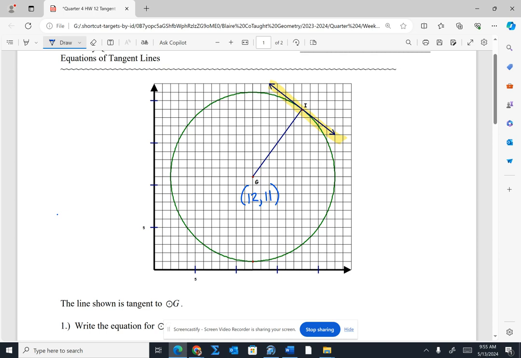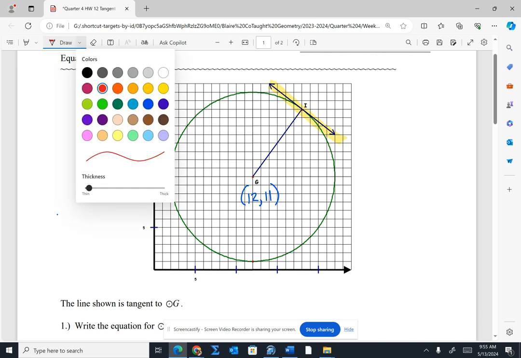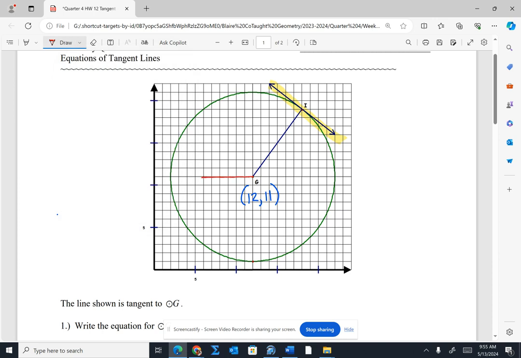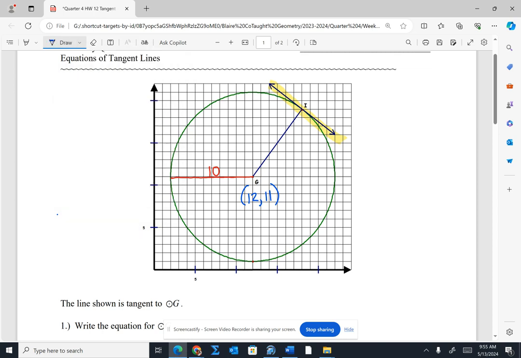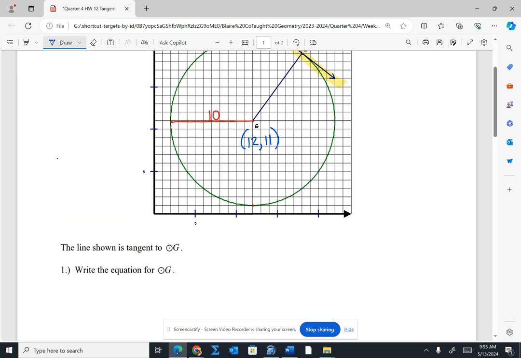For the radius, I realized that I didn't really want to find the length of the diagonal line, GI. So I drew in a different radius that was horizontal because I thought that that would be easier to count, and it's 10 boxes long. So let's use that information to write the equation of the circle.